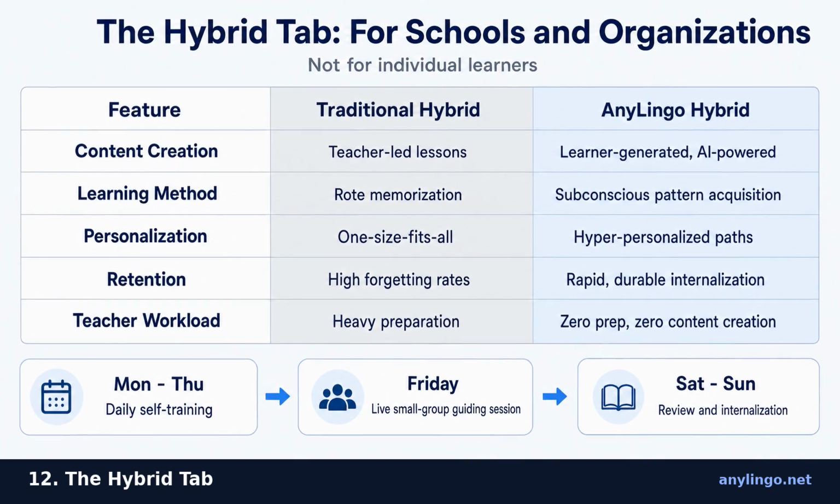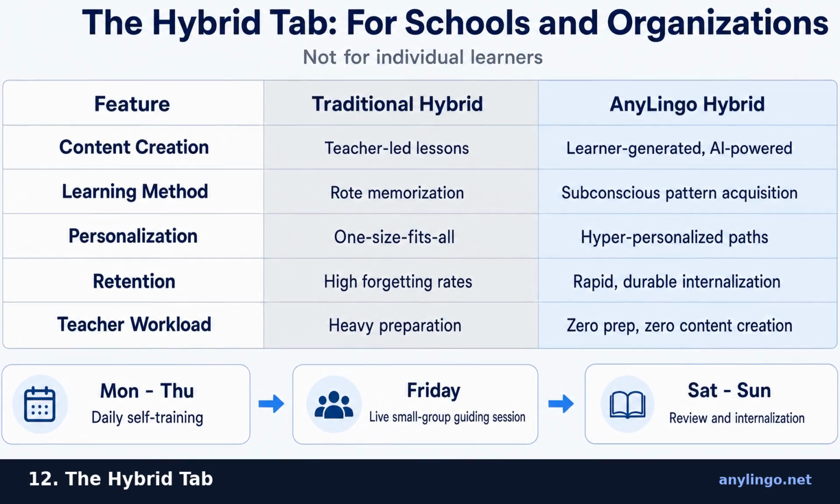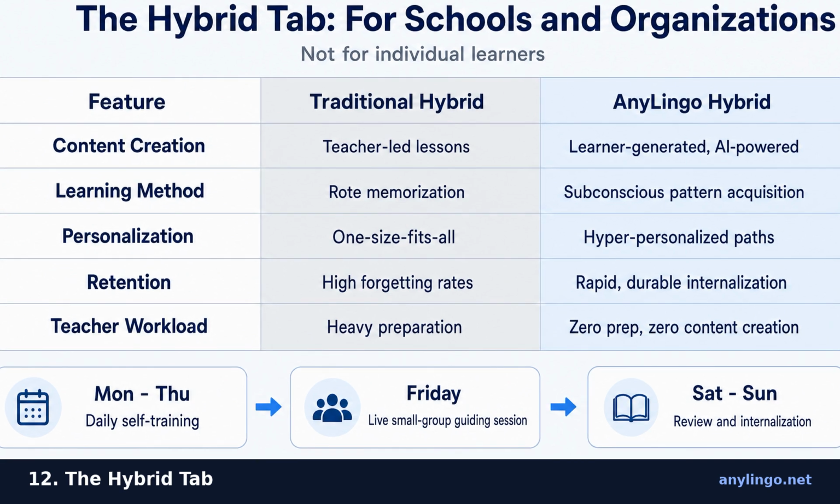Two tabs remain. The hybrid tab is not for individual learners. It's designed for schools, universities, and corporate training teams. It shows a comparison between traditional hybrid teaching and the AnyLingo model. Learner-generated lessons instead of teacher-led ones, subconscious pattern acquisition instead of rote memorization, and zero preparation workload for teachers. It also lays out a weekly rhythm: daily self-training Monday through Thursday, a live small group guiding session on Friday, and reflection over the weekend. If you represent an institution, that tab tells you who to contact.